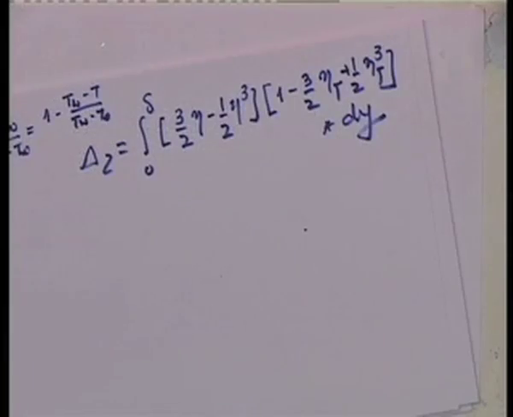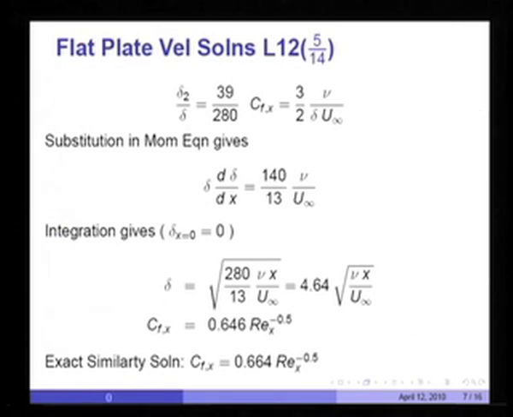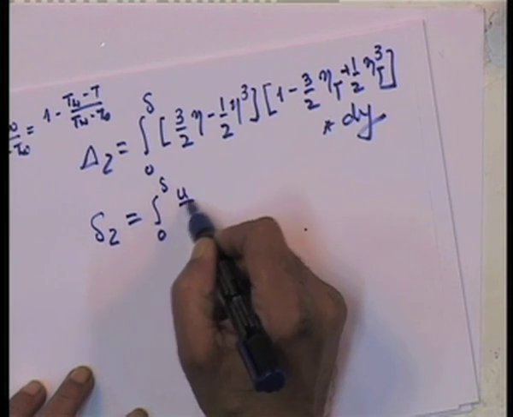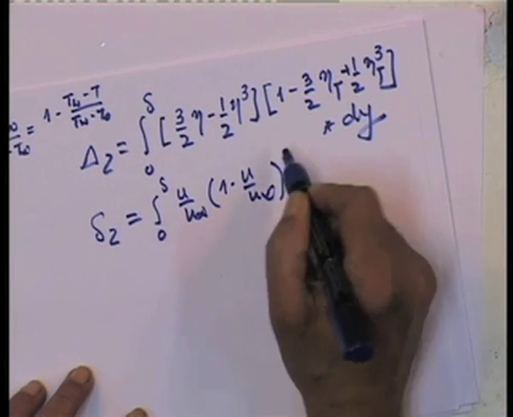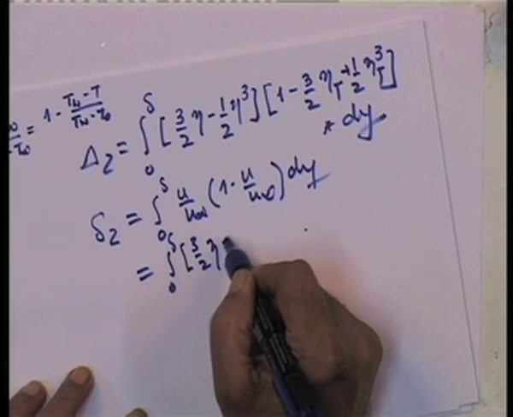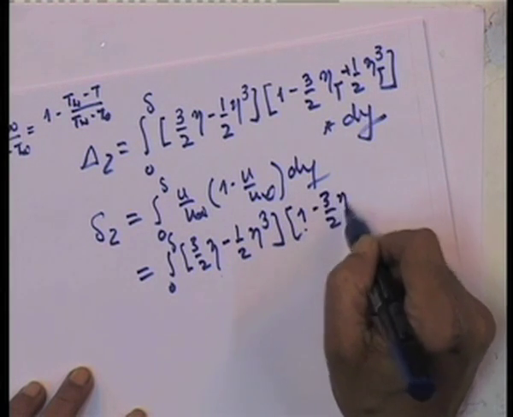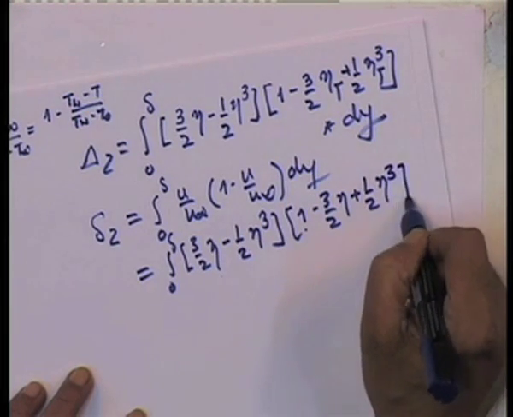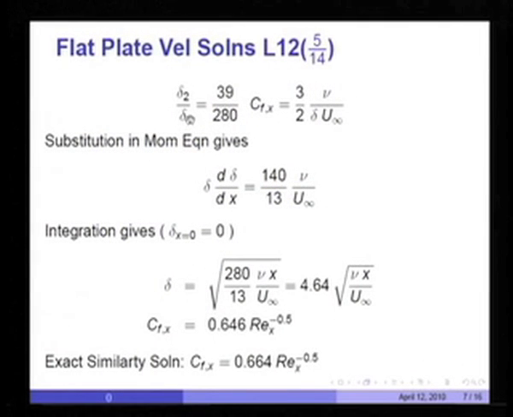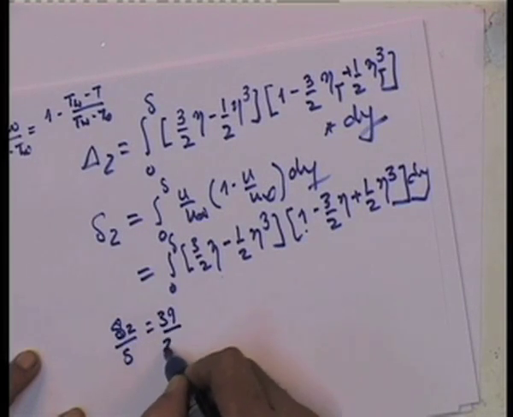This is how delta 2 will be evaluated, and the evaluation leads to, first of all, the momentum thickness delta 2, as you recall, is integral 0 to delta of u over u infinity into 1 minus u over u infinity, whole dy, and therefore, that will be equal to integral 0 to delta of 3 by 2 eta minus 1 by 2 eta cube into 1 minus 3 by 2 eta plus 1 by 2 eta cube dy. That evaluation gives you that delta 2 by delta is equal to 39 by 280.